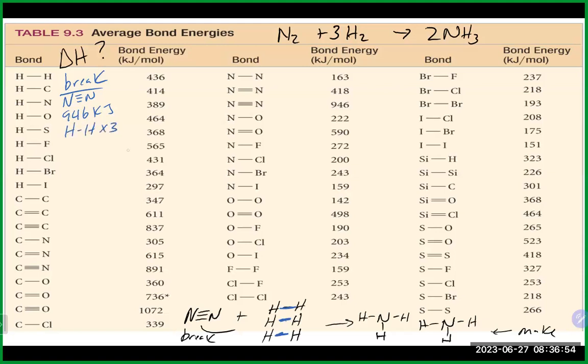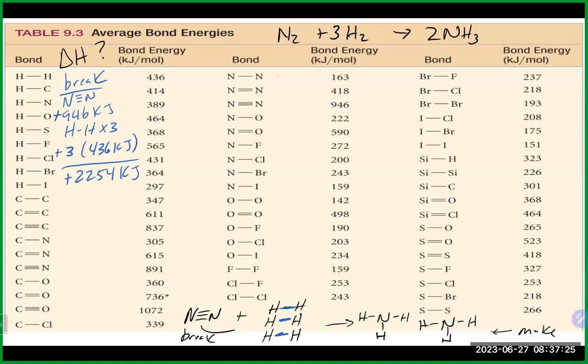Times 3, basically. So 3 times 4, 36 kilojoules. And I believe that is all the breaking we're going to be doing there. So that's going to be 946 plus 3 times 4, 36. Going to give us 2254. And again, breaking is going to be endothermic, which means all these values are positive.